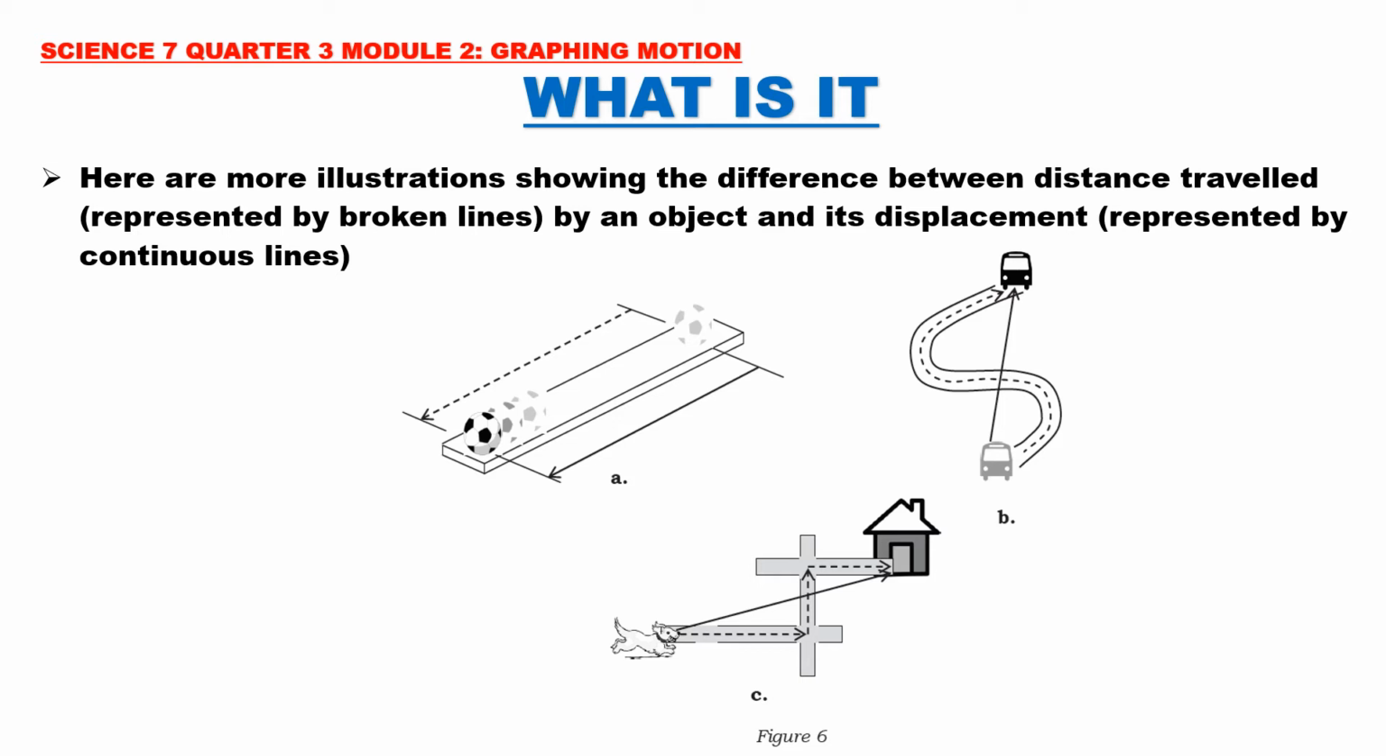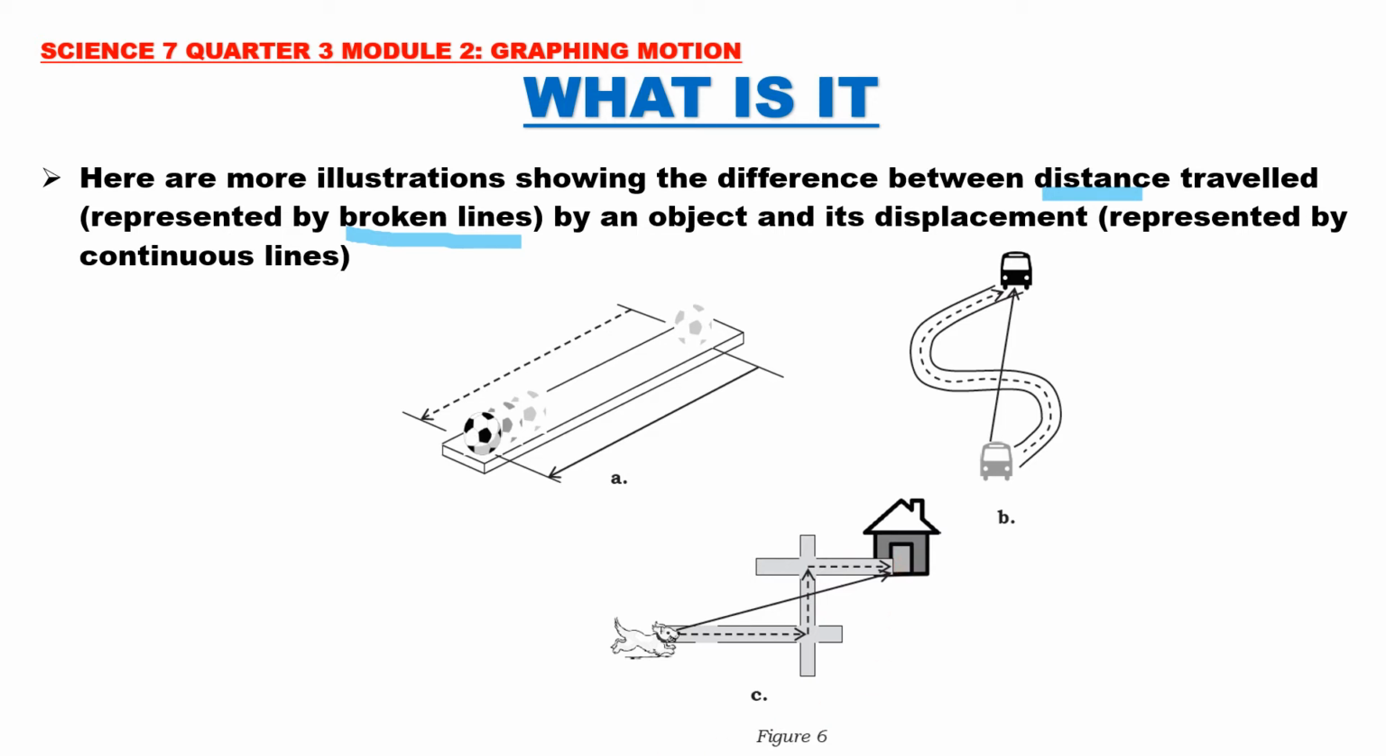So, distance, once again, is represented by broken lines. So, lahat ng mga broken lines dito ay distance, like this one. So, the ball traveled from here up to here. Sa letter B naman, the vehicle traveled starting from here, papunta dito. And then, sa letter C, the dog started traveling from this point up to this point. So, ang tawag natin doon sa mga broken lines na yun ay distance.